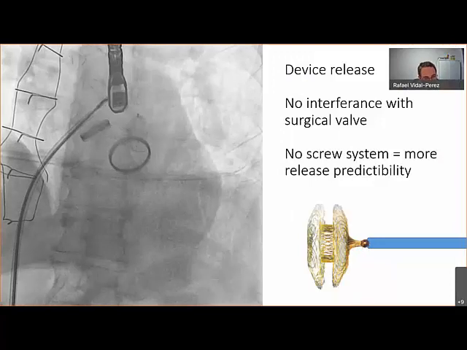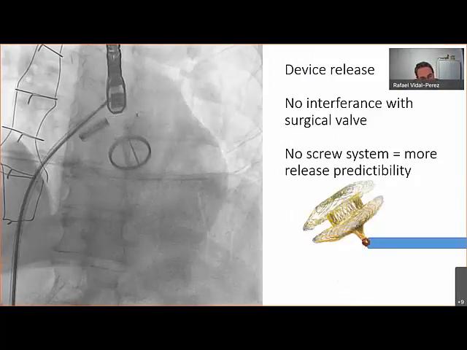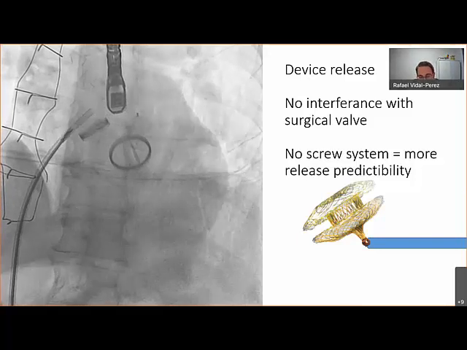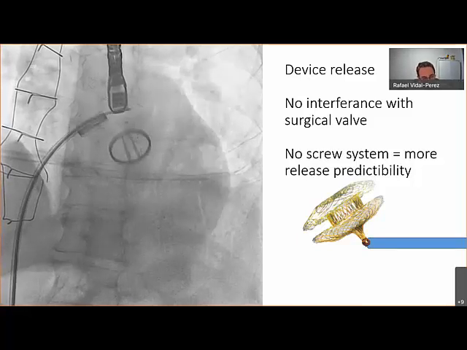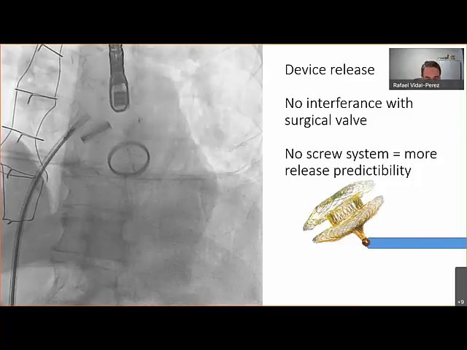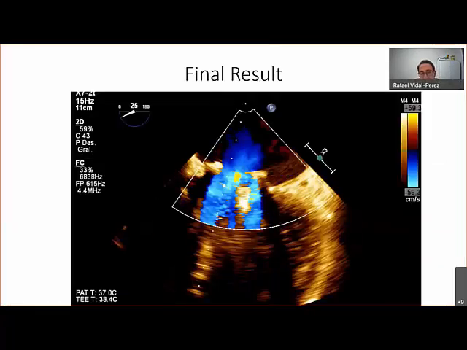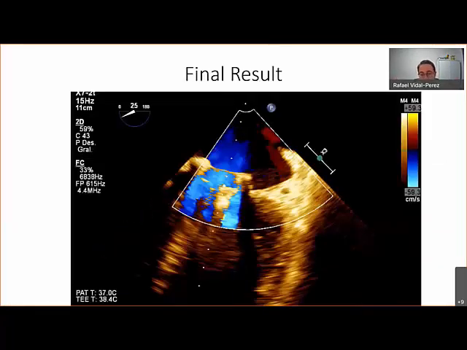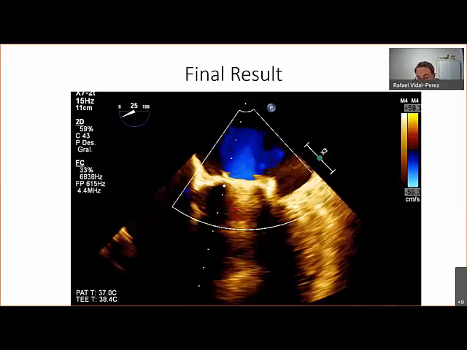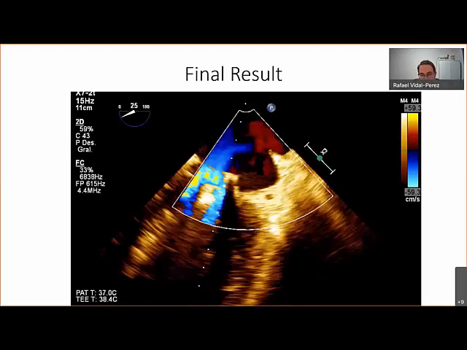And here you see how the device is released, and we see that there is no interference with the valve. That is one of the essential points that we could expect as we planned it with the 3D printing. Another point is the absence of a screw system that gives us more release predictability. That is also important. You see here the final result of the case. But you see that here we use a lot of imaging techniques, which is now the way to do things. You need multimodality, and it's something that we always need.